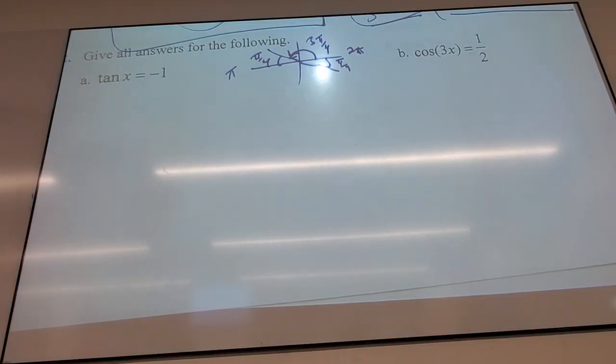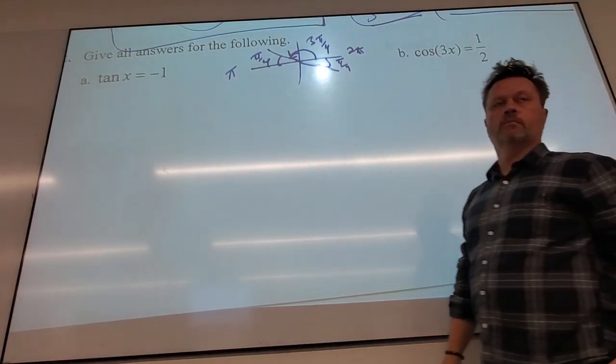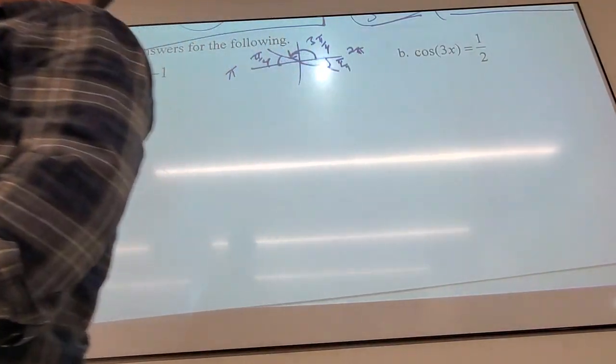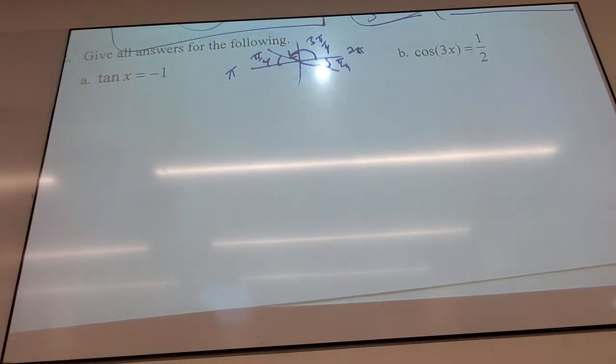Yes? Just so I remember correctly, the tangent of the angle in question, 3 pi over 4, is going to be the same as the tangent of its reference angle, pi over 4. Exactly. Because they end up in the same spot. Yep. Which is why this works. Yeah. Okay.